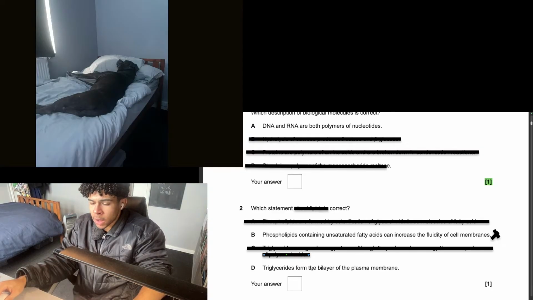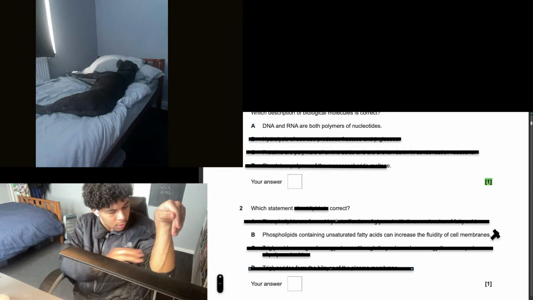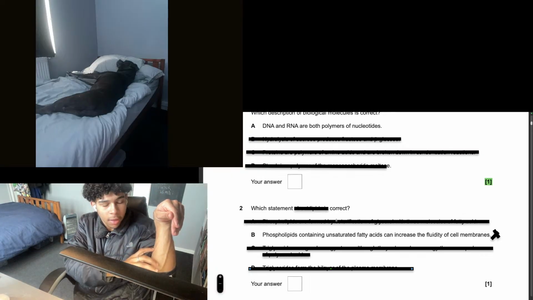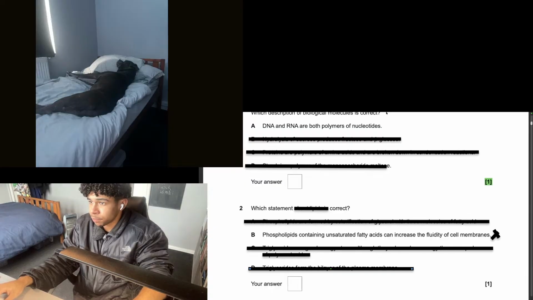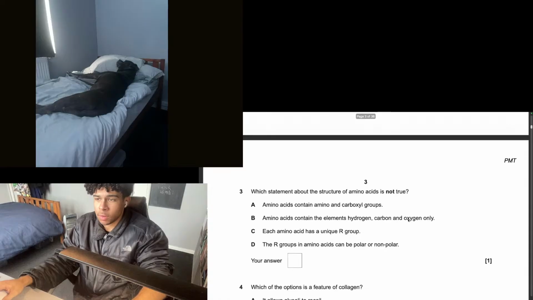Triglycerides form the bilayer. Oh no, phospholipids form the bilayer. So I was 50-50 about that. Oh my lord, it's like playing strings on a guitar. Anyway, 2 should be B. Yep. It'd be very embarrassing if I confidently say one's wrong.